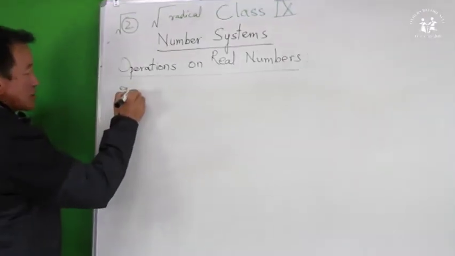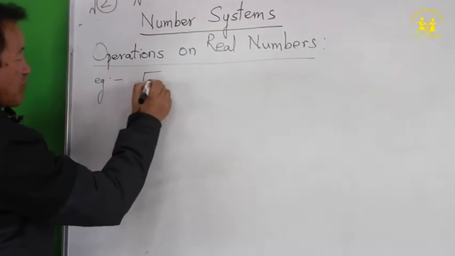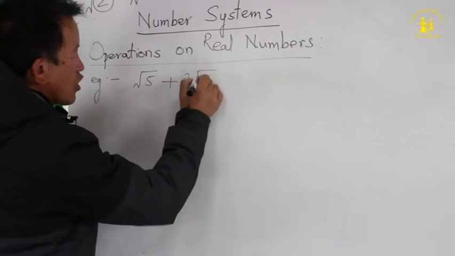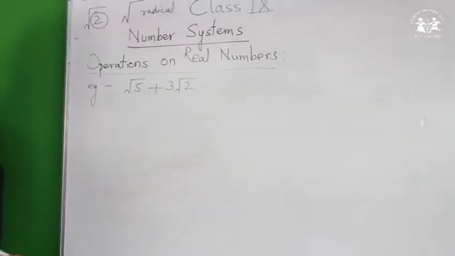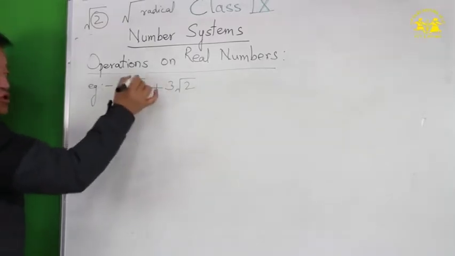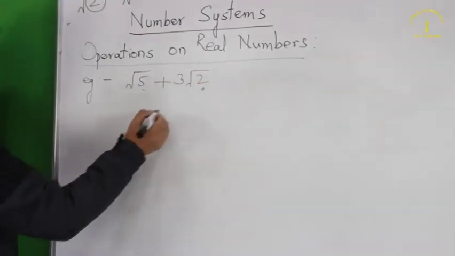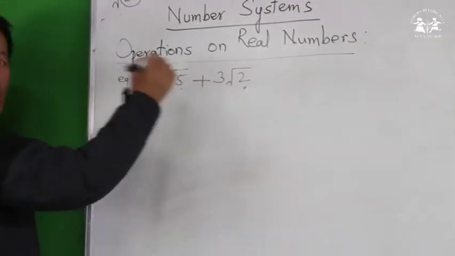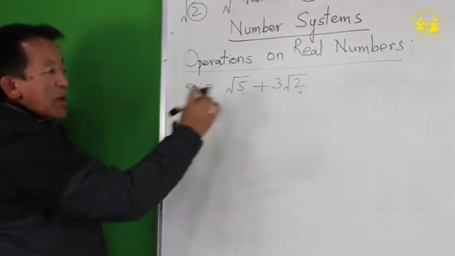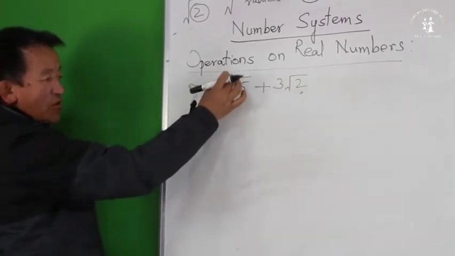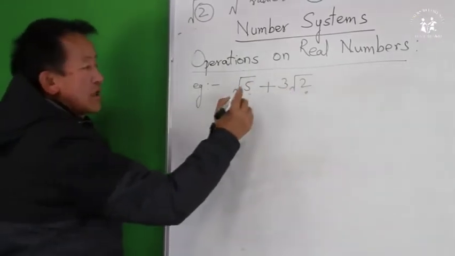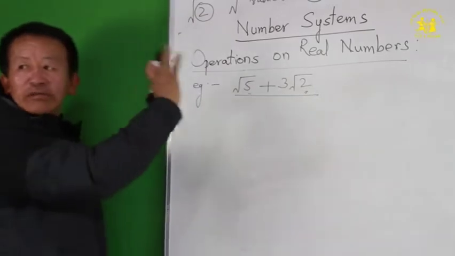Example: square root of 5 plus 3 square root of 2. The radicand of the first is 5 and the radicand of the second is 2, so the radicands are different. Find the sum of square root of 5 and 3 square root of 2.